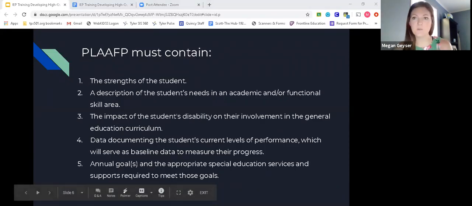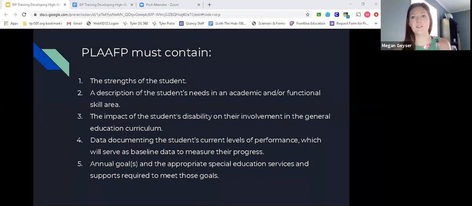Okay, so now what are the components that a PLAAFP must contain? Before we really dig into each of these, I just want to let you know that all of this information that I will discuss in more detail is on that Google document under slide 6, and I have everything I will say written out there for you, because I don't want to put it all on here for you to read. That way you can access that on that Google document for you to take notes or reflect at another time. Okay, so a high quality PLAAFP must include, first and foremost, the strength of a student.